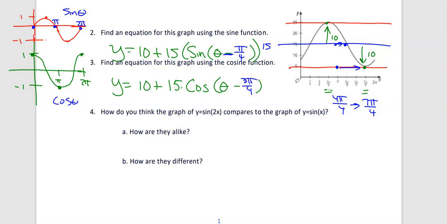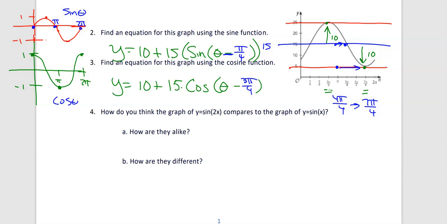Problem 4 is an opinion question. Go ahead and answer that, and then move on to problem 5 when you are finishing. This is your opinion. What do you think adding a 2 in front of the x value in the parentheses, how do you think it's going to change the graph?